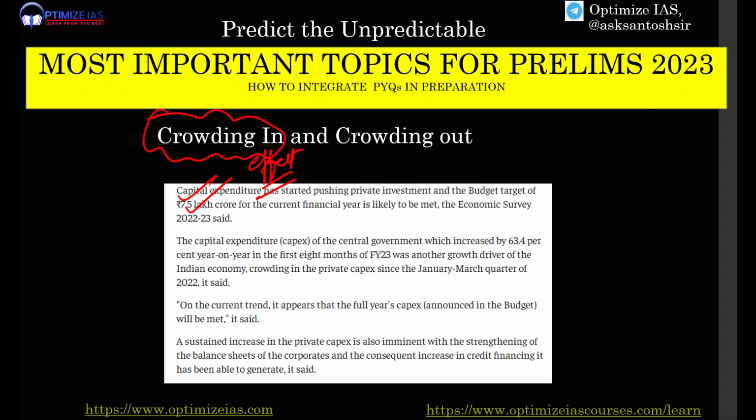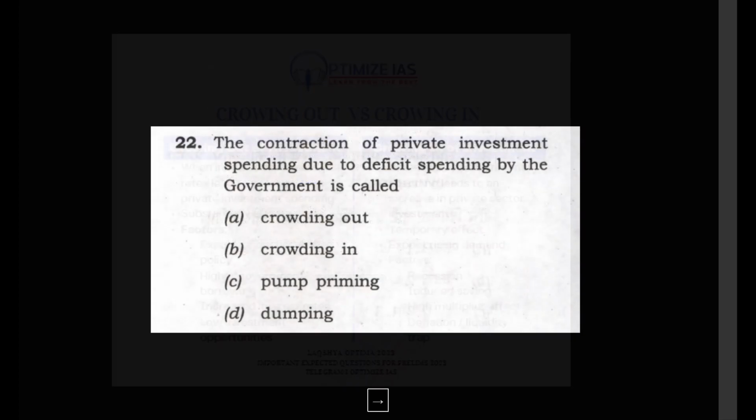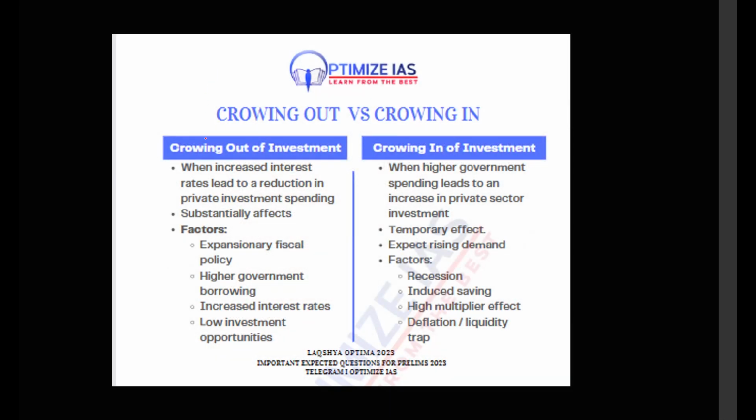On the other hand, suppose government borrows a lot of money, and that leads to an increase in interest rates, and that in turn crowds out private investment. That leads to a fall in private investment. That is called crowding out effect. So crowding in effect and crowding out effect are very, very important. And you can see here, I have created an Optima card for you on this concept.